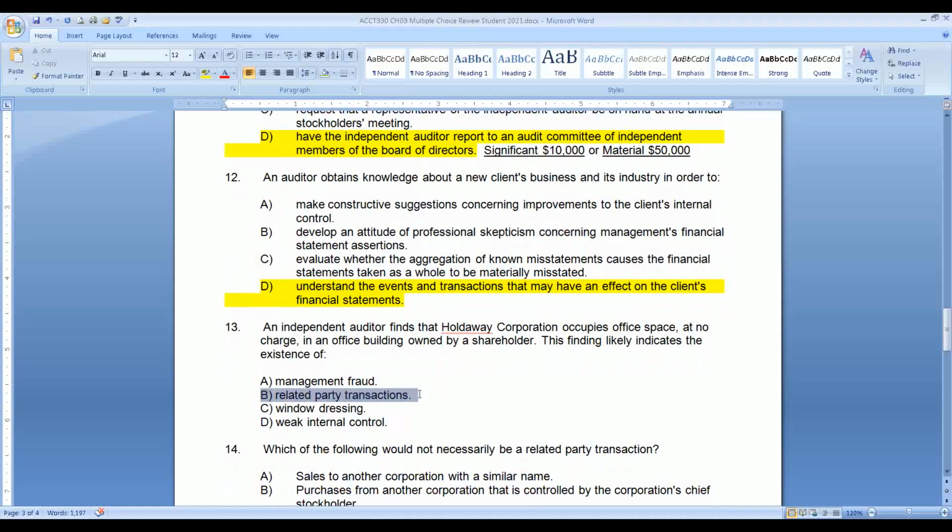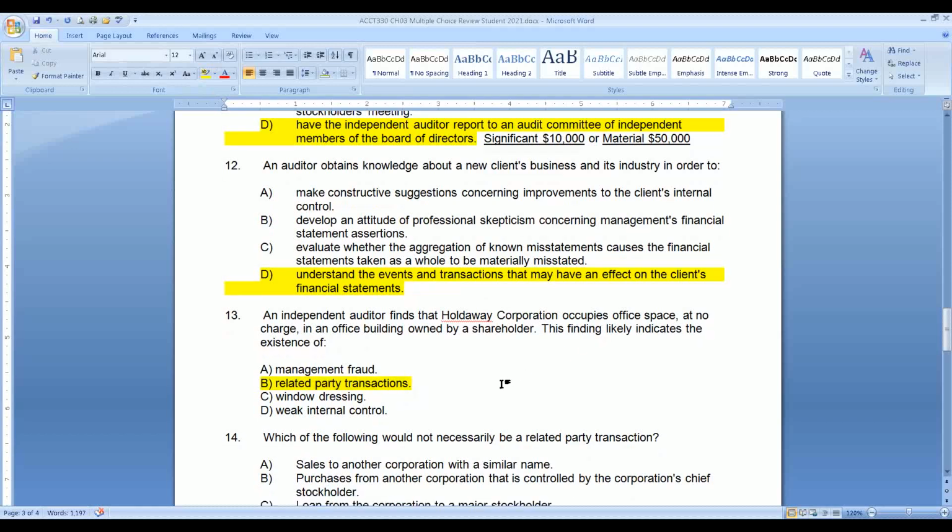Yes, related party transaction. And by the way, at no charge, there's a couple problems with this. They occupy the space at no charge in an office building owned by the shareholder. Notice that this would reduce the expense for the business. It might make them look more profitable than they really are. So part of the problem is that this reduces the expenses, makes it look more profitable.